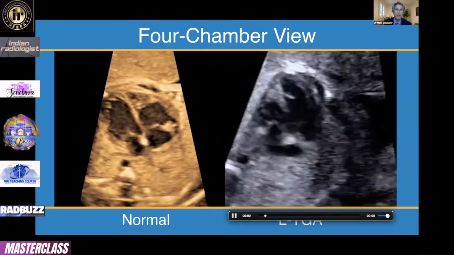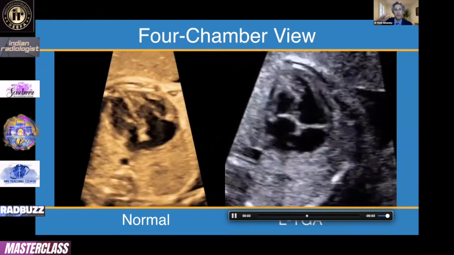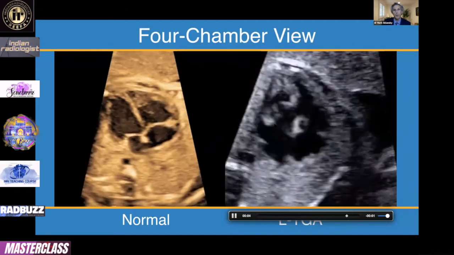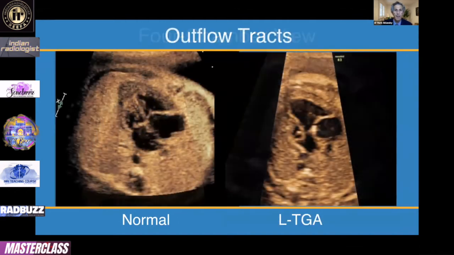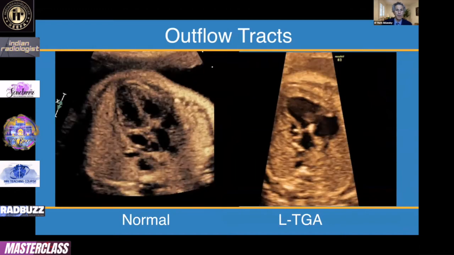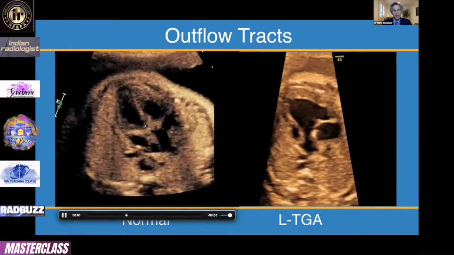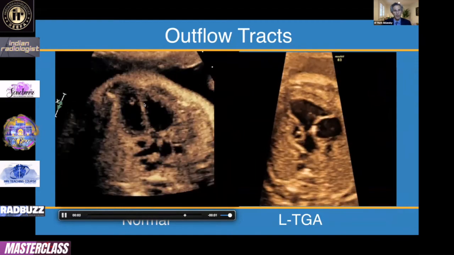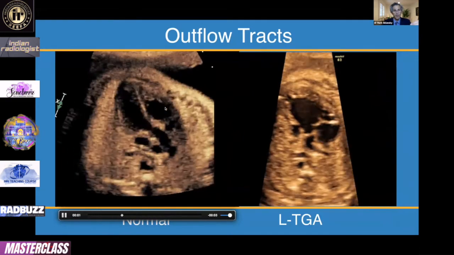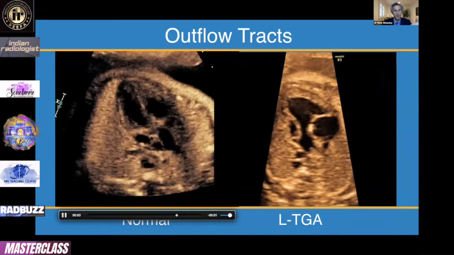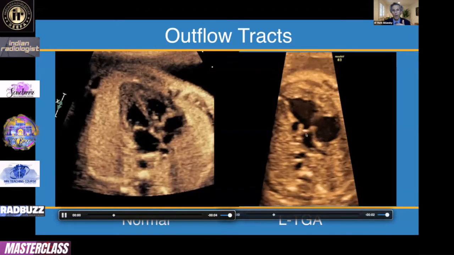So with LTGA or transposition with atrioventricular alignment discordance, the four-chamber will be abnormal. The outflow tracts, of course, will be abnormal. If you look here, a normal, on the left, you can see the left ventricular outflow tract giving up the aorta, crossing over, and the RVOT giving up the pulmonary artery and the pulmonary valve. Here on the right is LTGA.